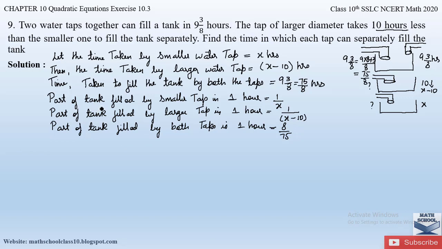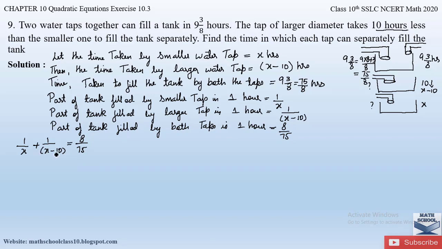Now if you see, the part of the tank filled by the smaller tap is 1 by x and the part of the tank filled by the larger tap is 1 by x minus 10. Together they will fill the part 8 by 75 in 1 hour. So let us write down the part filled by the smaller tap in 1 hour is 1 by x, plus the part filled by the larger tap in 1 hour, 1 divided by x minus 10, and the total part filled by both the taps in 1 hour is 8 by 75. Okay, so we have formed the equation here.